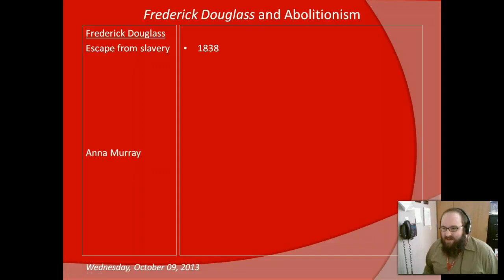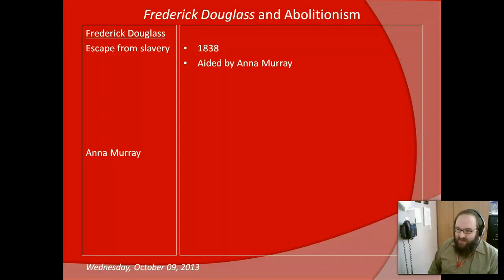Continuing, Frederick Douglass's escape from slavery. He escaped in 1838. This is in the book. His exact details for escaping aren't in the book, but when he actually escaped, that's 1838, he was aided by a woman named Anna Murray. More on her in just a minute. She's not really mentioned much in the book, and there's a good reason for that.